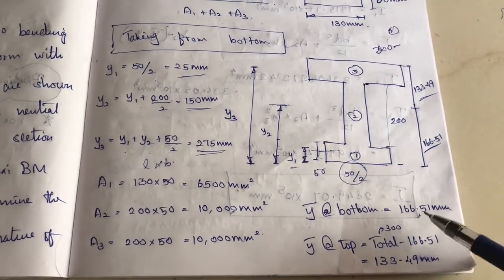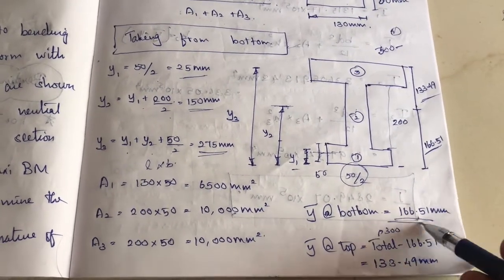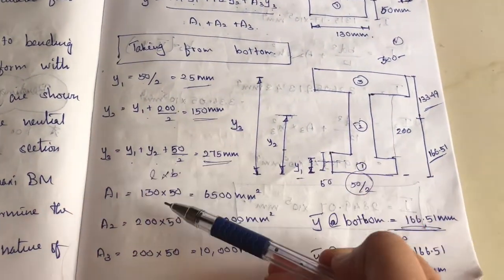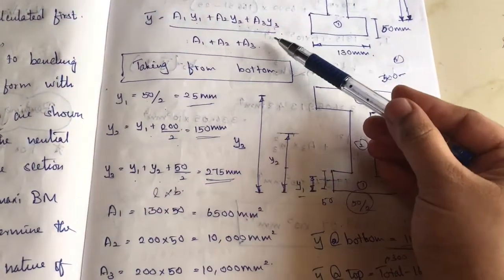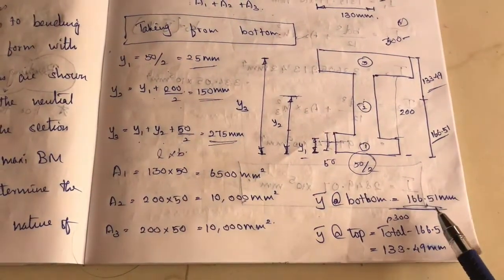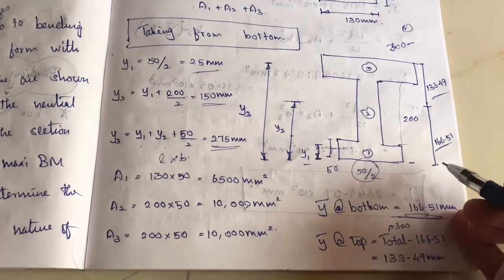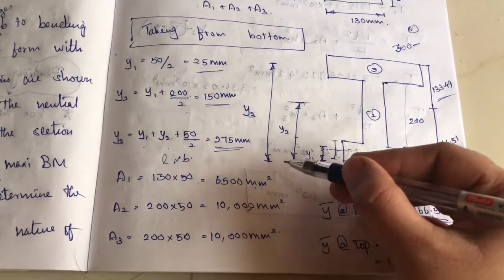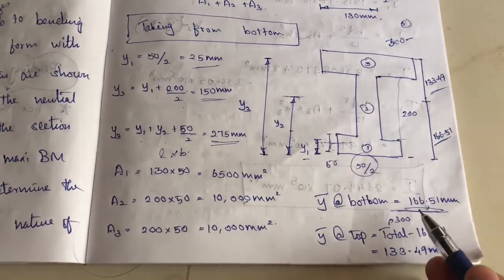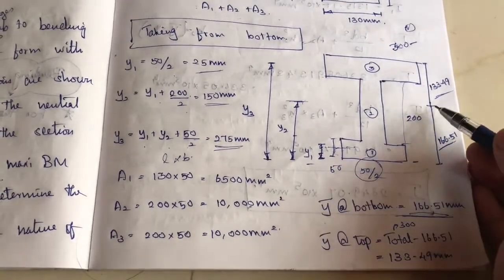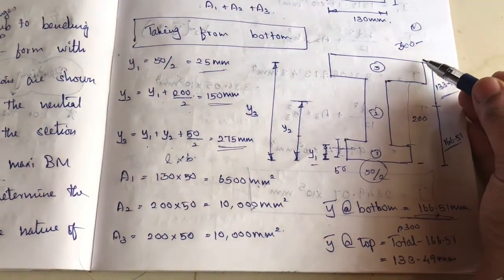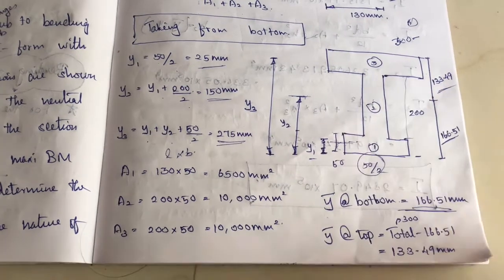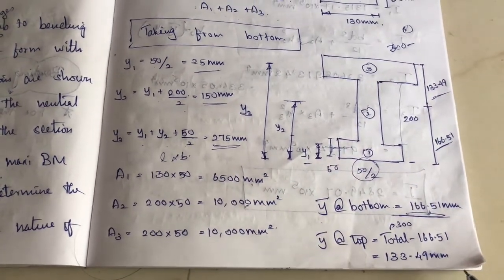In these two values you need to take the higher value. When we substitute all these y1, y2, y3, a1, a2, a3, we get y bar as 166.51. But that has to be taken from the bottom, because all the values we have taken are from the bottom. So 166.5 is from the bottom, and to find the remaining value, that is the top, the total minus the bottom will give the top. So top is 133.49.